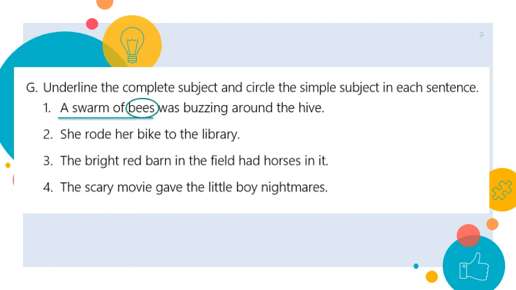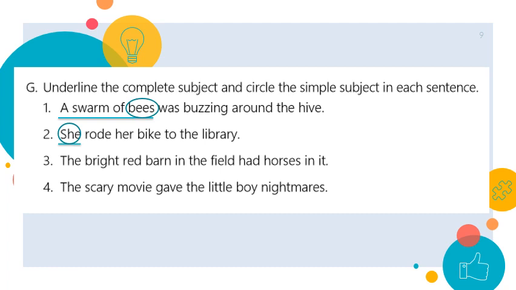The same in number 2. She rode her bike to the library. Who I'm talking about or what I'm talking about? She. I'm talking about she only. She is the complete subject. Since it is a pronoun, then the pronoun here is the complete subject and the simple subject at the same time. 3. The bright red barn in the field had horses in it.